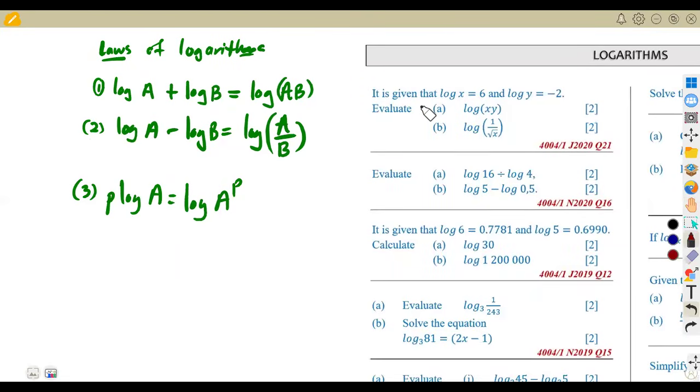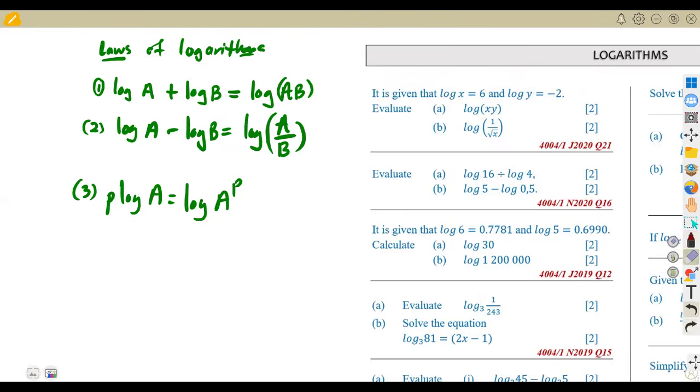It is given that the logarithm of x is 6 and the logarithm of y is -2. This is actually taken from Maths Today, book 3. You check Maths Today, book 3. Yes, from your logarithms, you'll see typical questions of this type. All right? So no problem.